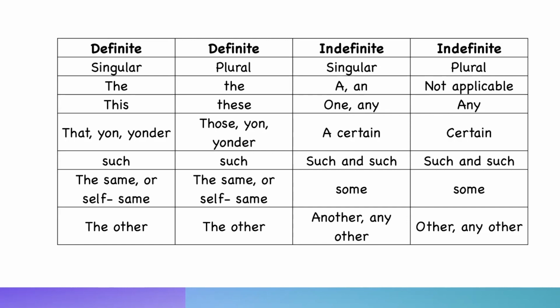So definite, singular: the, this, that, yon, yonder, such, the same or self-same, the other. Definite plural: the, these, those, yon, yonder, such, the same or self-same, the other. Whereas indefinite singular is a or an, one or any, a certain, such and such, some, another, any other. Whereas indefinite plural, the a or an is not applicable: any, certain, such and such, some, other or any other.